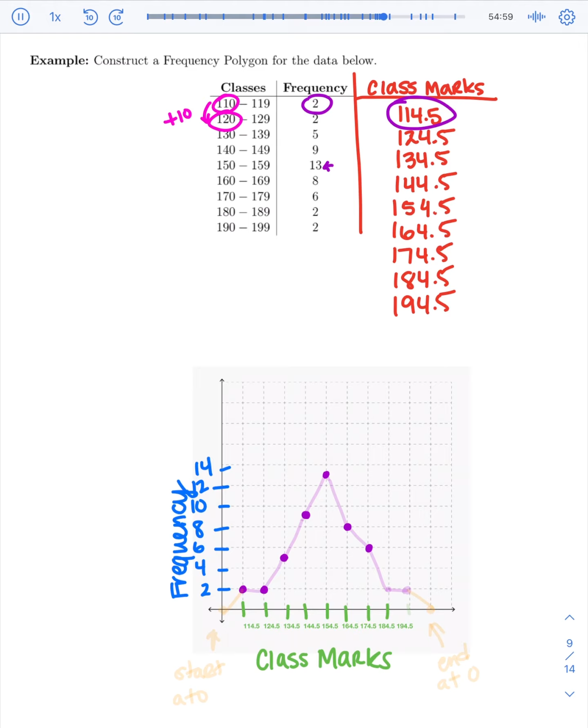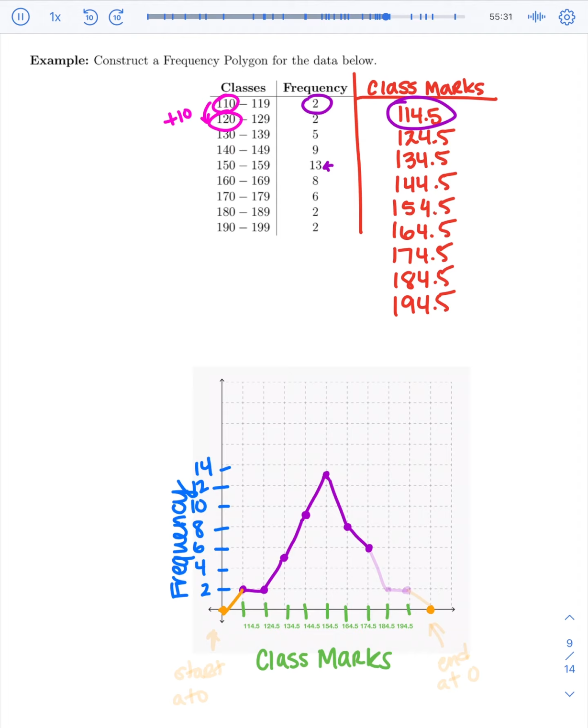So I must have missed and kind of jumbled this up a little bit. Missed a line. There we go. So now we'll play connect the dots here to make our polygon instead of a histogram. And then remember, before and after we've got to go back to 0. So before at the very beginning we'll go back to 0, and one after we'll go back to 0, and we'll bring it back down.